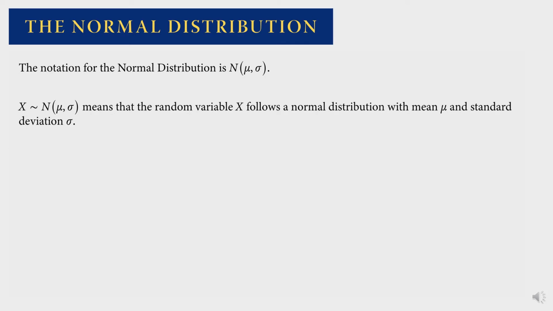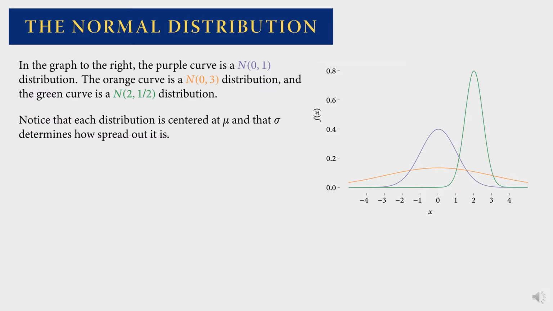The notation we'll use is N(mu, sigma). When I write x ~ N(mu, sigma) like this, I'm saying that the random variable x follows a normal distribution with mean mu and standard deviation sigma. The standard normal distribution has mean 0 and standard deviation 1.